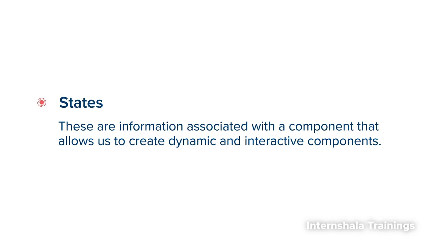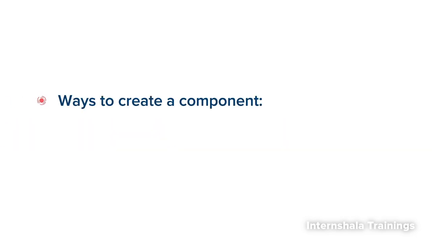States are information associated with a component that allow us to create components that are dynamic and interactive. So here we will have to maintain a state for the box component that will denote the heading color. On each button click, this information will be changed and affect the heading color accordingly. Let us see how it works.